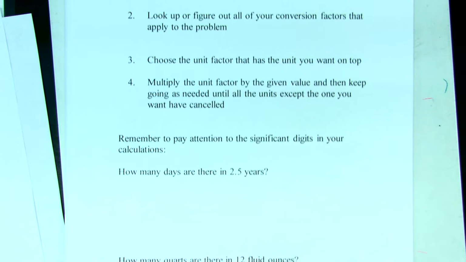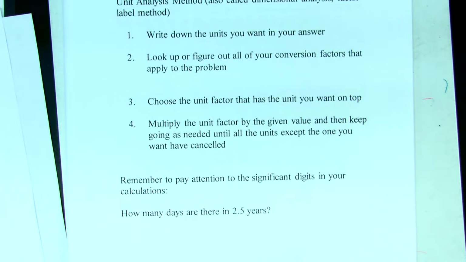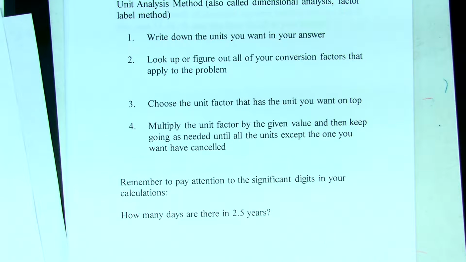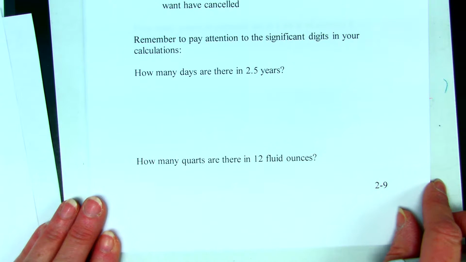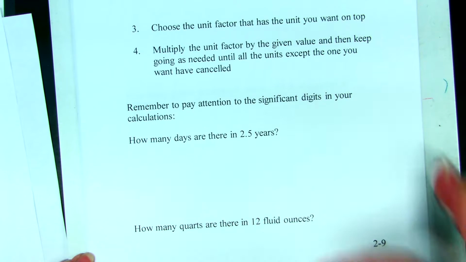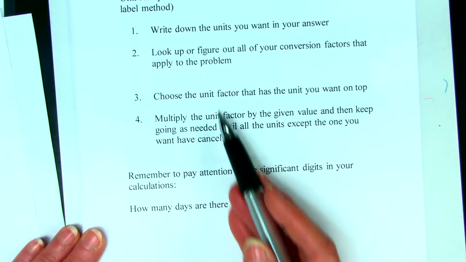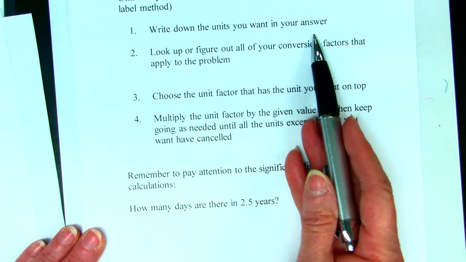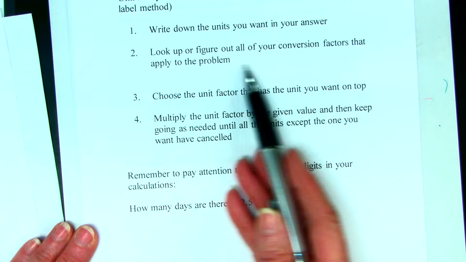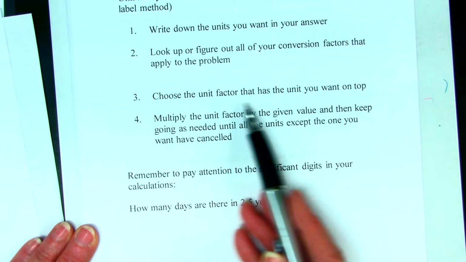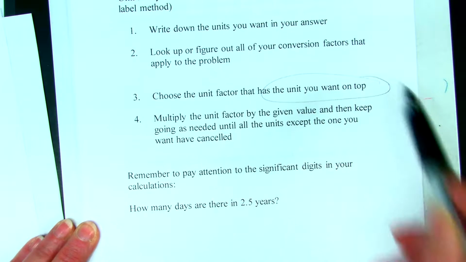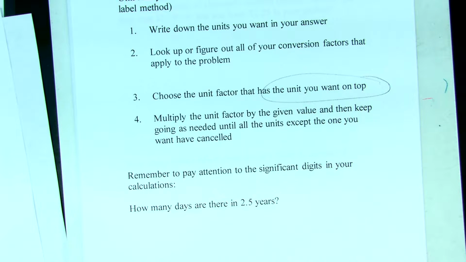So we look at these rules, and then we think, okay, how do I attack this problem? Well, we're going to think about significant digits. Now that we've learned about them, we have to deal with them all the time. Then we start by writing down the units we want in our answer. We look up or we figure out the conversion factors that apply to the problem. We choose the factor that has the unit you want on top. Now that's the key. Then we multiply the unit factor by the given value and keep going as needed until all the units except the one you want have canceled.